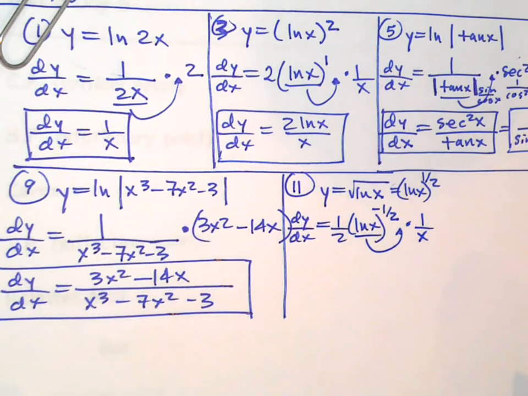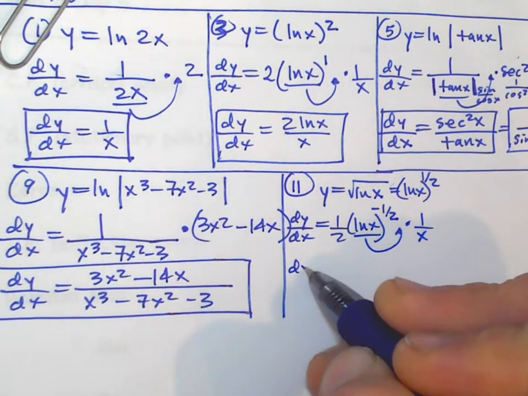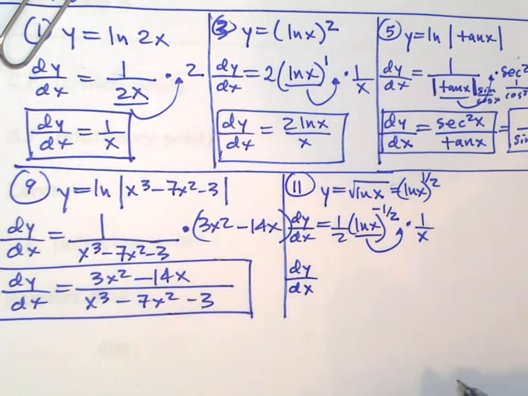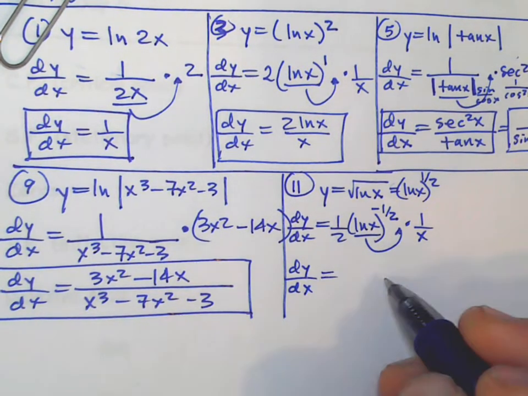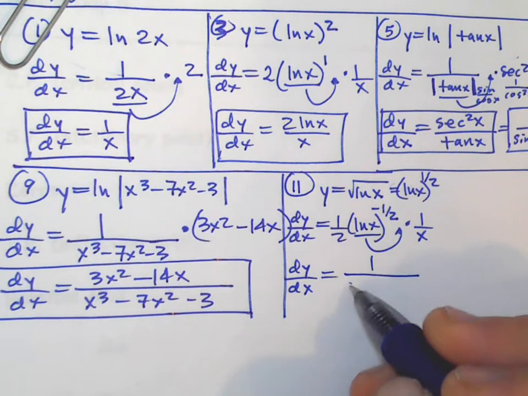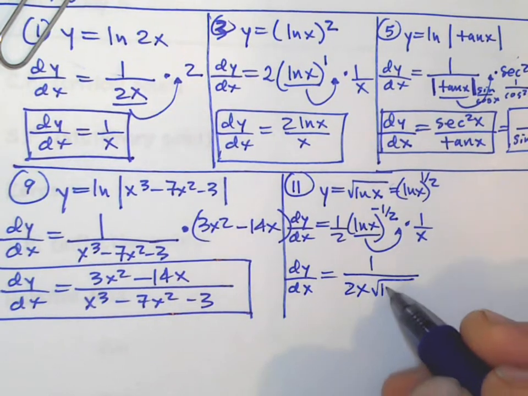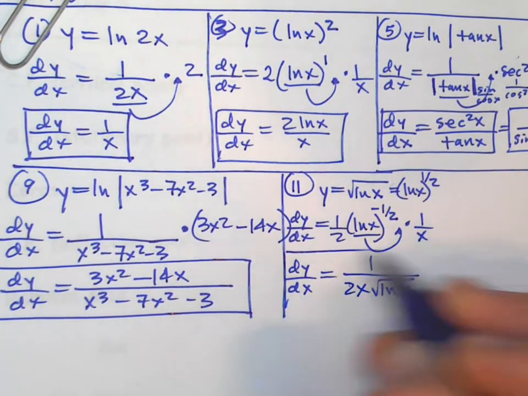1 over x. Then we're going to clean it up, rewrite it without negative exponents. This is going to end up in the bottom. Everything's in the bottom. So you have 1 over 2x square root of natural log of x. It's probably the nicest answer.